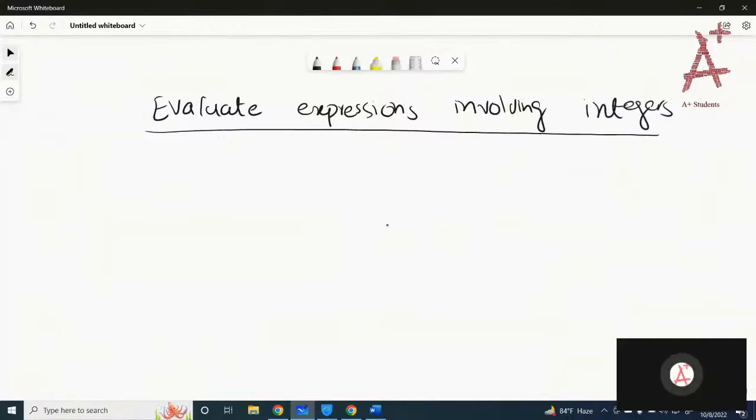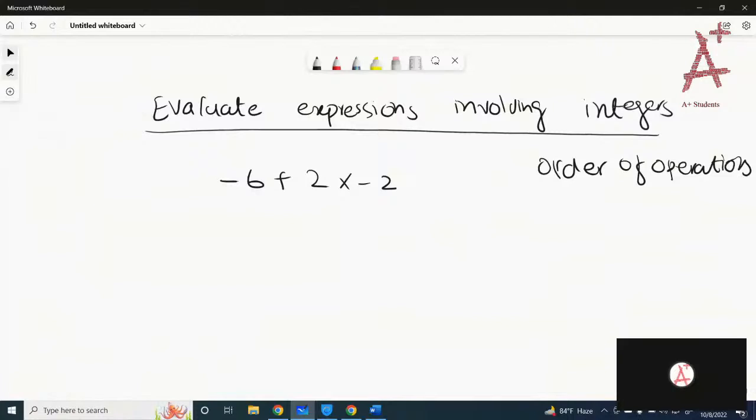So the first one is evaluate negative 6 plus 2 times negative 2. So first of all, you need to learn the order of operations. You can note down this very important point in your notebook. The order of operations is, if you have parentheses, just solve the parentheses first, and the absolute bars if you have. Got it?